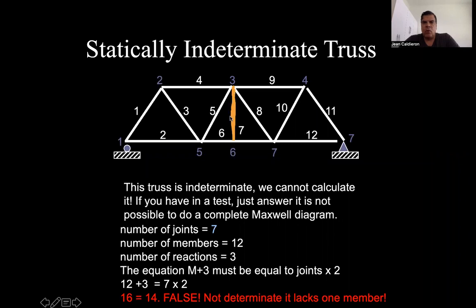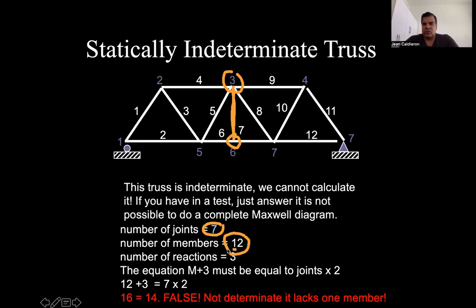Well, look, I add one more member and one more joint because this joint number 3 already exists. And that doesn't go with the rules. If we are not sure, we just need to calculate. And here we see that we have, in this case, 7 joints, one more joint than before, and 12 members, one more than the first example of the determinate truss.